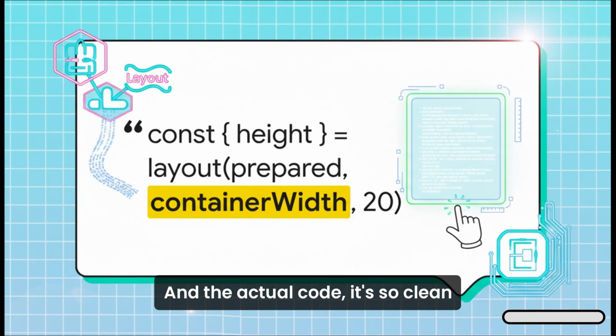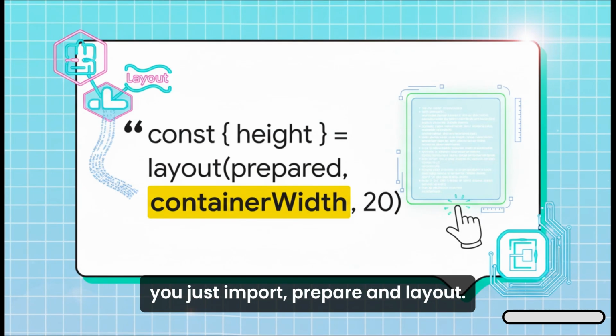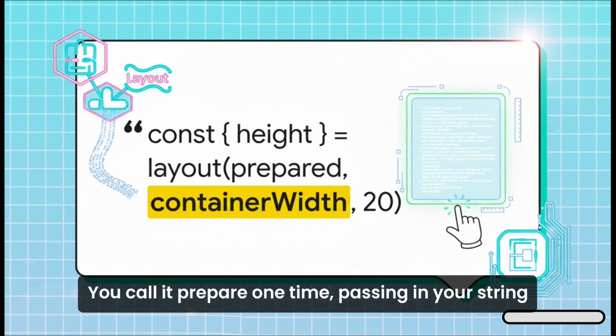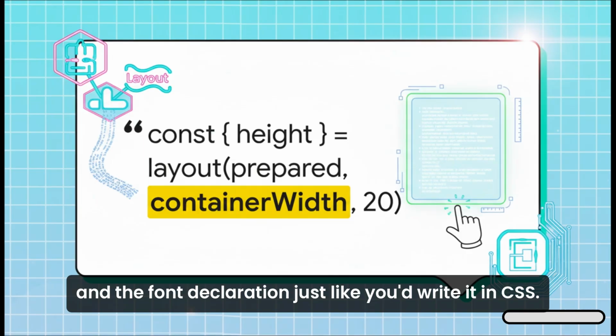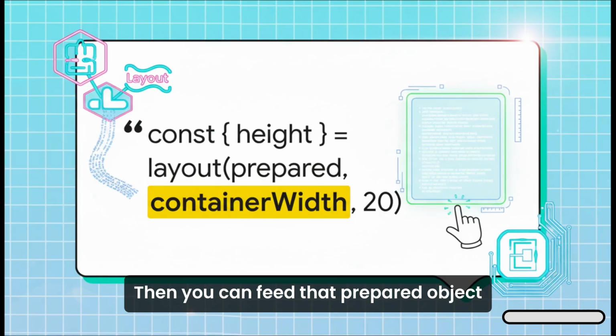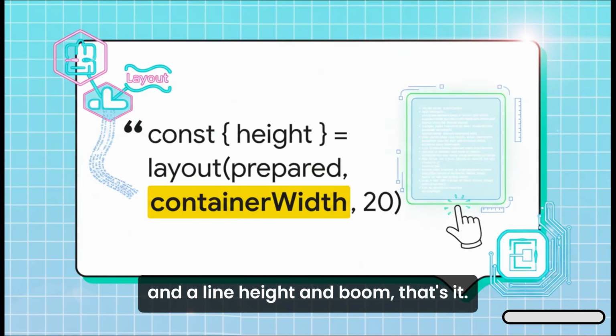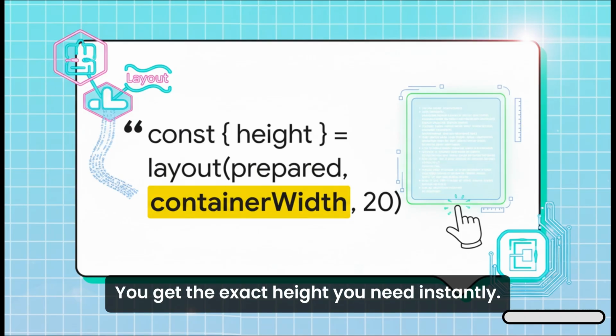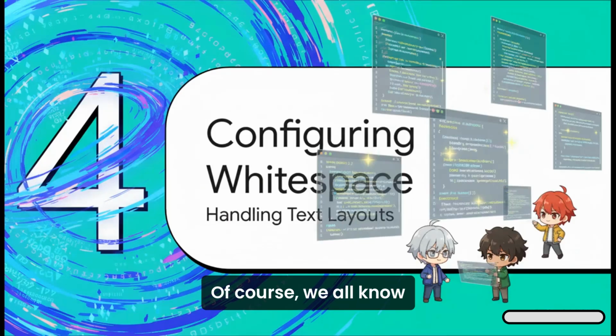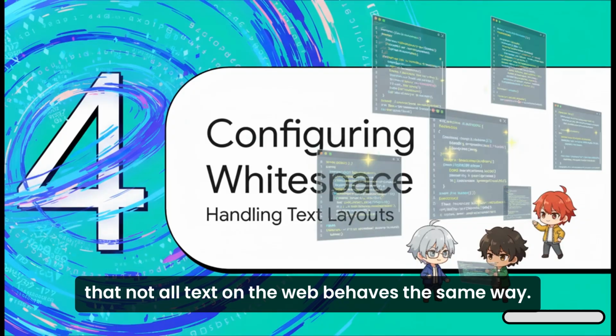And the actual code? It's so clean. You just import prepare and layout. You call prepare one time, passing in your string and the font declaration, just like you'd write it in CSS. Then you can feed that prepared object into layout whenever you want, along with the container width and a line height. And boom, that's it. You get the exact height you need instantly. Of course, we all know that not all text on the web behaves the same way.